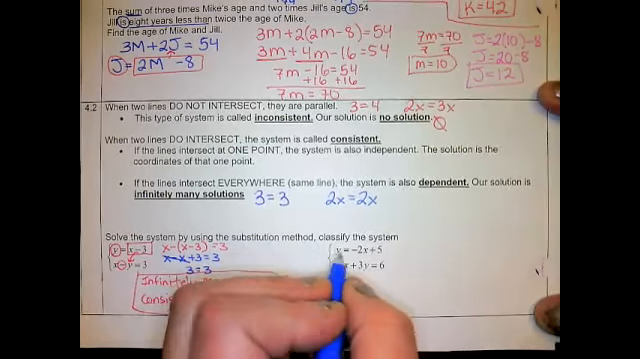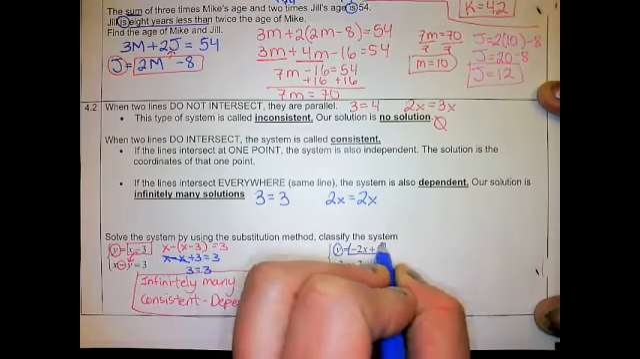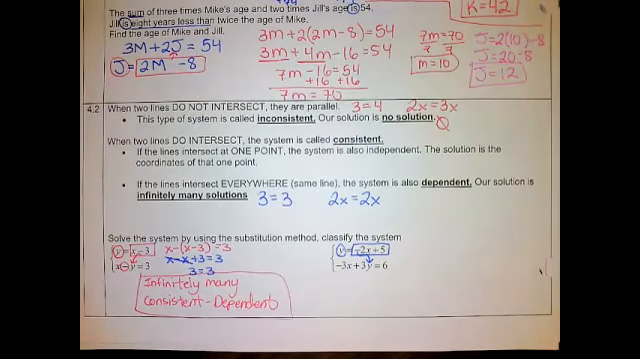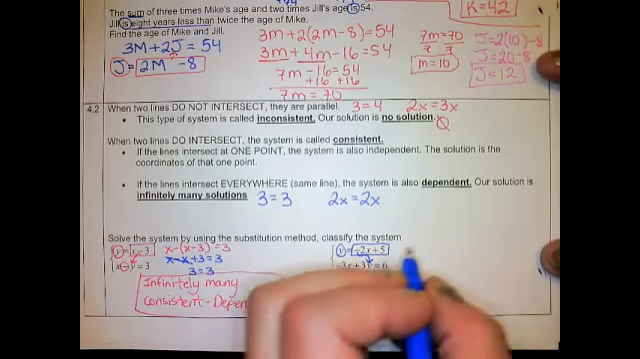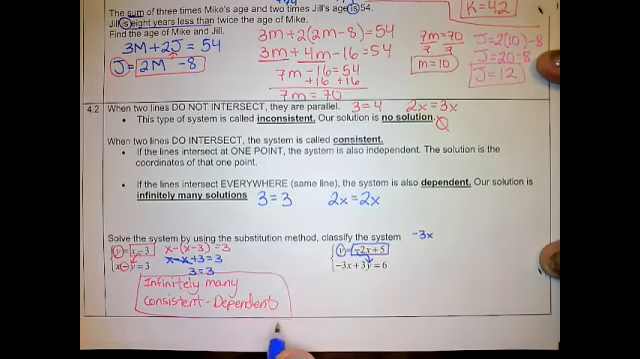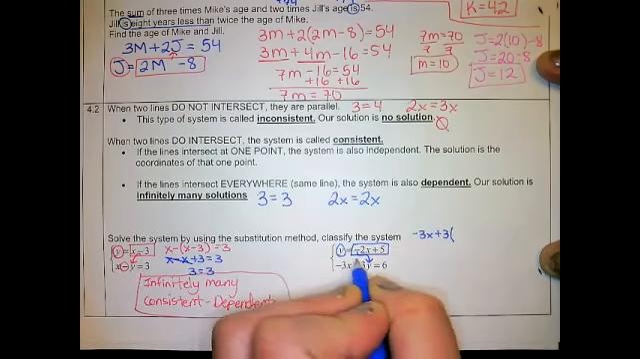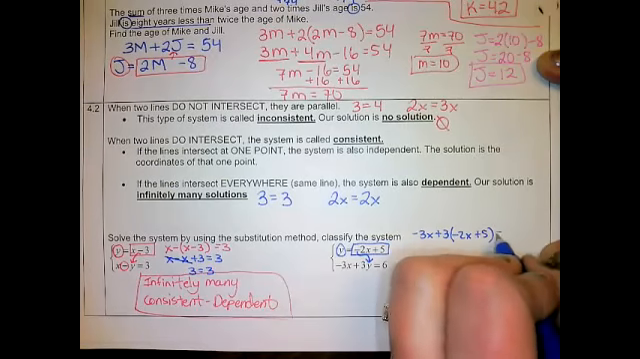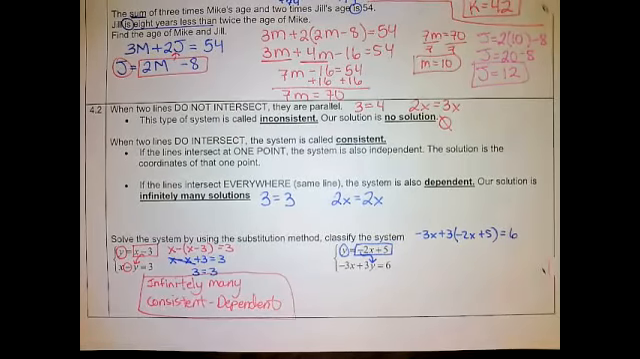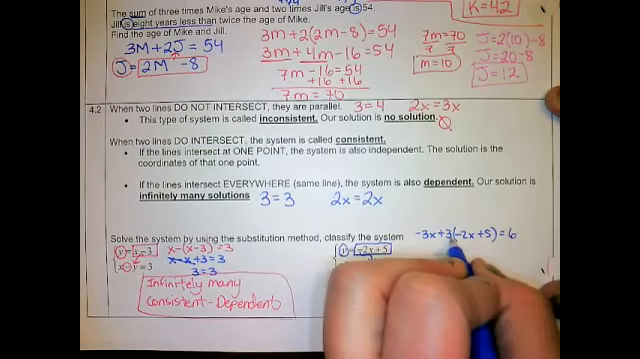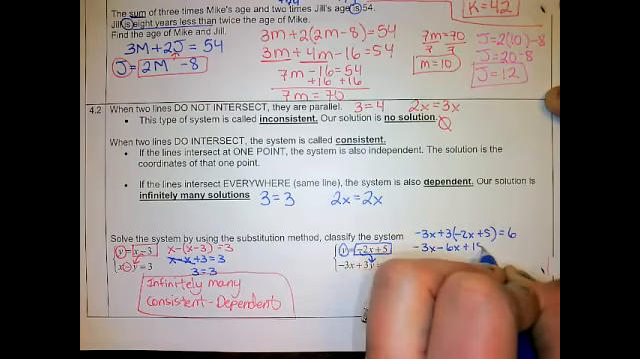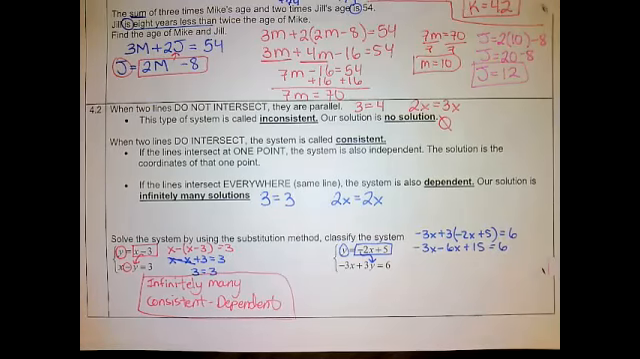So let's go on ahead and take a look at the next one. So it says y equals negative 2x plus 5. So anywhere I see a y in my other equation, I'm going to plug negative 2x plus 5 in. So I get negative 3x plus 3 times negative 2x plus 5. Now I need to finish writing this equation out, equals 6. So now I'm going to go on ahead and distribute. So I get negative 3x. 3 times negative 2x is negative 6x. And 3 times 5 is 15 equals 6.